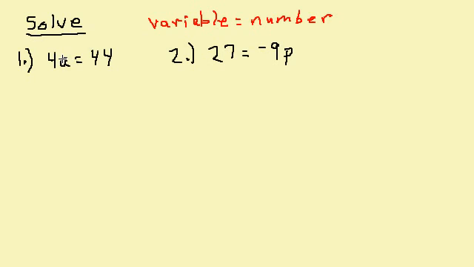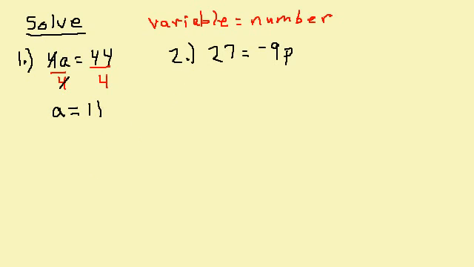So since it's 4 times, the way we can get rid of the 4 is we can divide by 4. And this cancels the 4's out and leaves us with just the a. And since we divided 4 to the left hand side, we have to do the same thing to the right hand side and divide it by 4. So the 4's cancel and we're left with a equals 11.